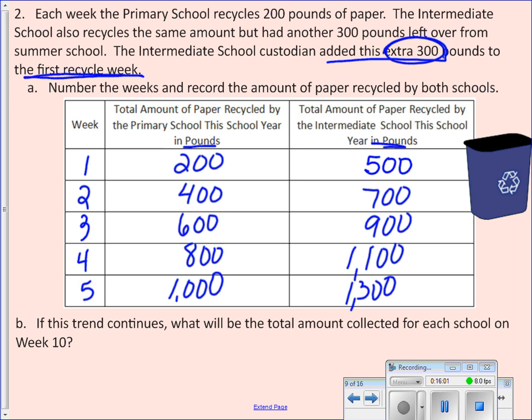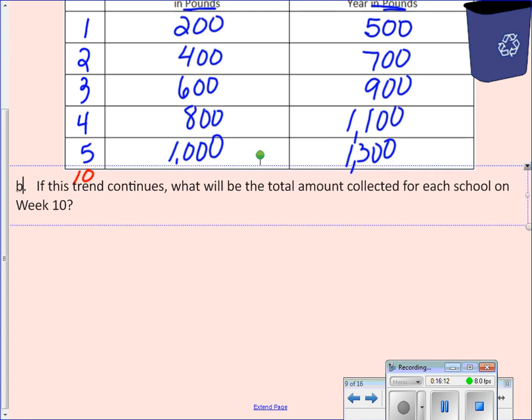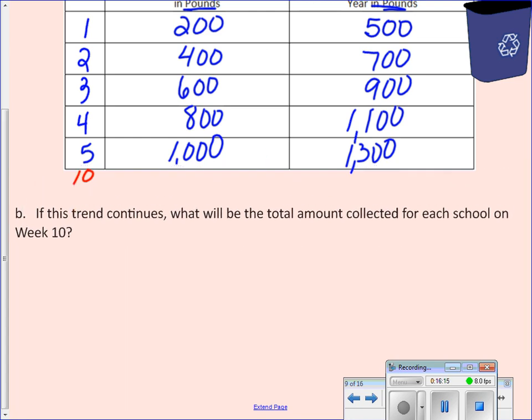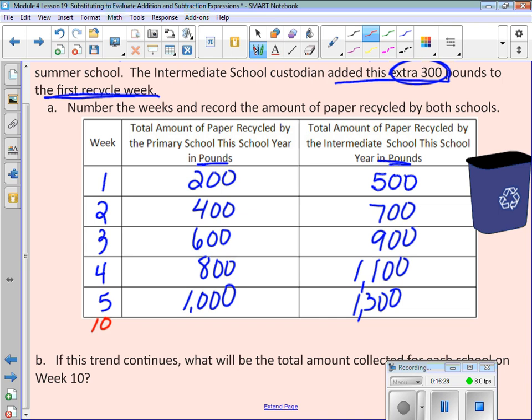Right, fill in your table. All right, now, if this trend continues, what will be the total amount collected on week 10? Now, let's be careful. Anybody want to make a prediction? In fact, what I'm going to do is write our prediction in yellow. So what is our prediction for week 10 for the primary school?